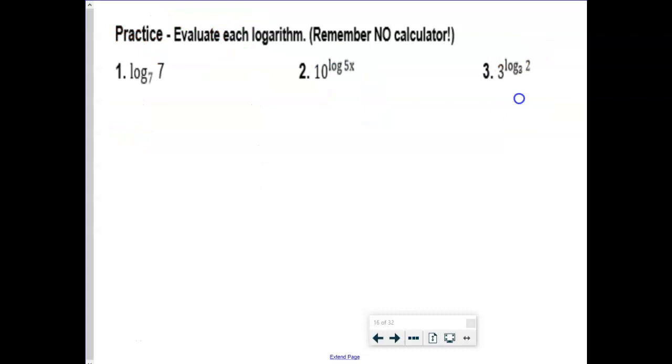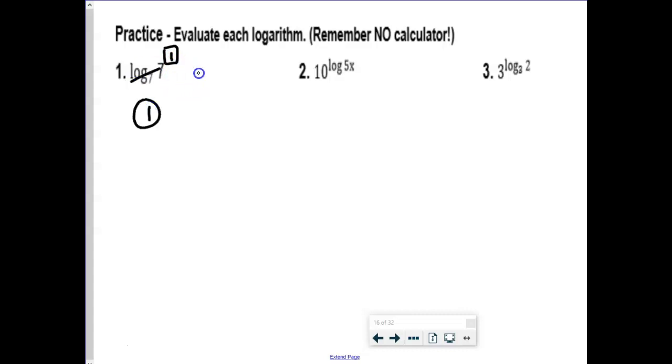All right, practice this with me. No calculator, please. So log base 7 of 7. There is secretly a power right here. What is it? There's secretly a 1. 7 to the first, also known as 7. So these cancel. The 1 drops down.